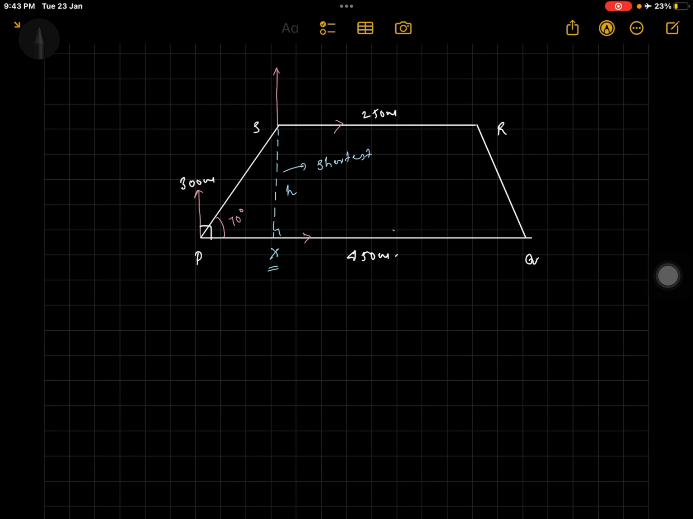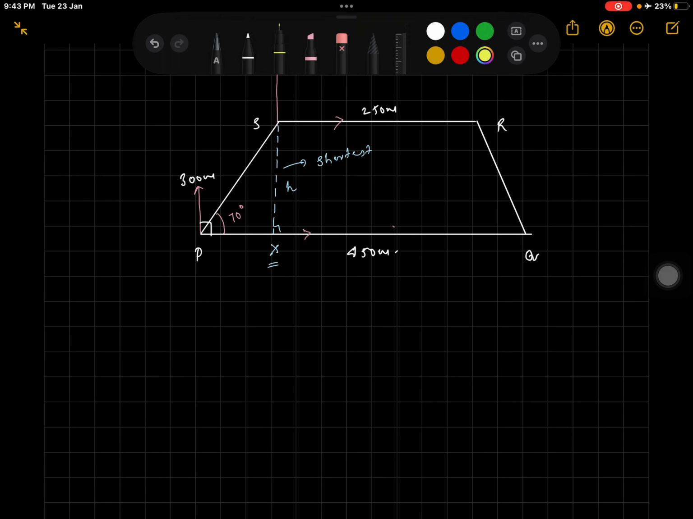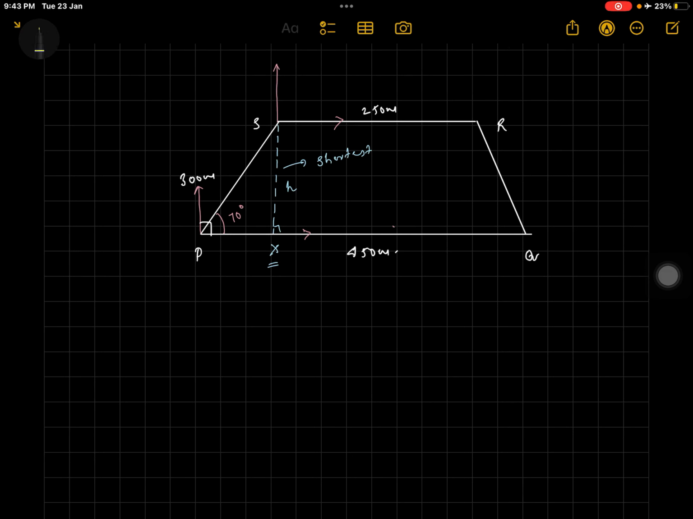In this question, which is the third part of the question that I've been working on, I'm more interested in the process of solving rather than just getting the solution. Here we are interested in finding the area of this field. Let me just put this down. Our objective is to find the area of the quadrilateral PQRS.